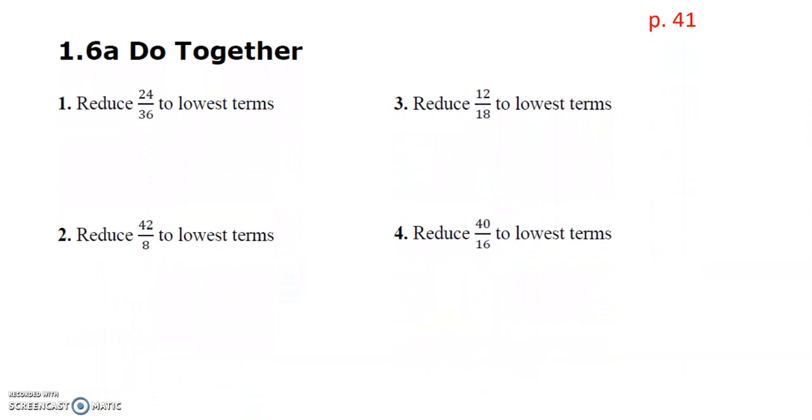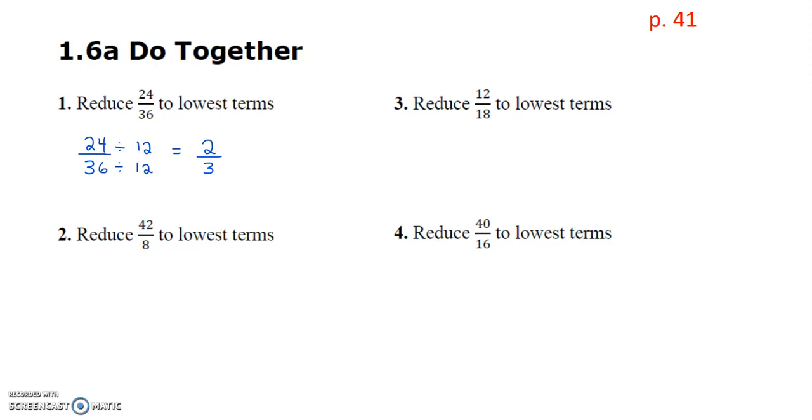So we're going to take a look at the 1.6a do together. We're going to be reducing to lowest terms. The way you reduce and the way I reduce might be sometimes different. As long as we get to the same result, that's all that matters. So here I'm going to choose the same number to divide by. Both of these numbers are divisible by 12. So I'm going to get down to lowest terms right away. But if you divided by 2 or you divided by 4 or something else, you might just have to then keep going. 2/3 is your lowest terms there.